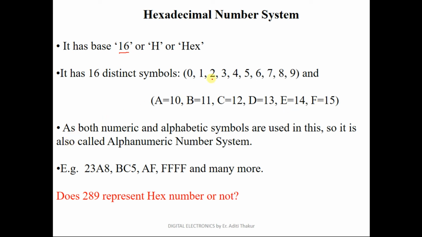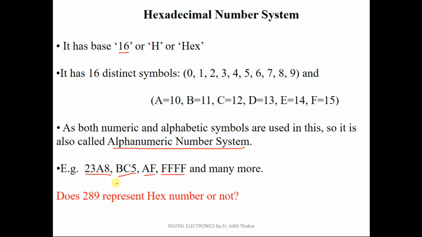As both numeric and alphabetic symbols are used in the hexadecimal number system, it is also called an alphanumeric number system. Examples of hexadecimal numbers can be 23A8, BC5, AF or FFFF and many more.